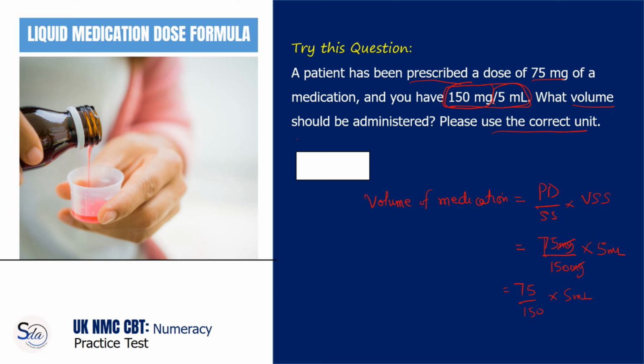Alright, so let's grab our calculator. You see 75 divided by 150 times 5, and the answer we're getting here is 2.5. So 2.5 ml. Remember the correct unit. The answer here is 2.5 ml. What this means is that every 2.5 ml you give to the patient equates to 75 milligram.